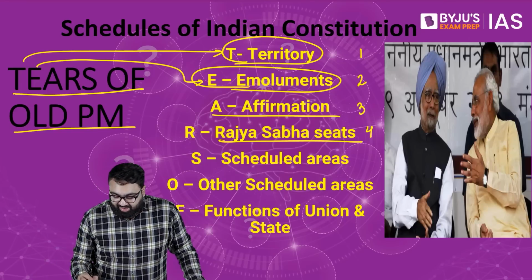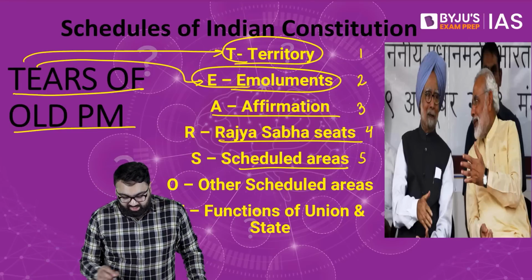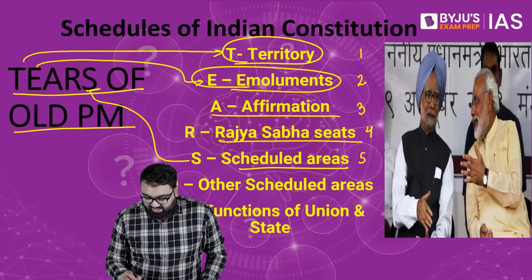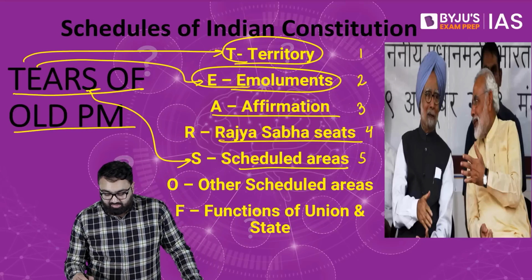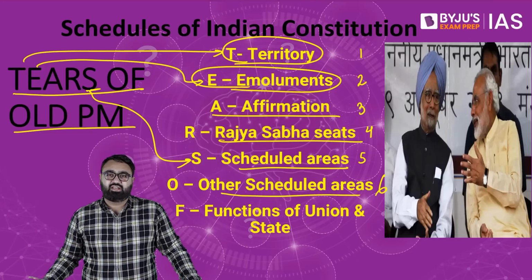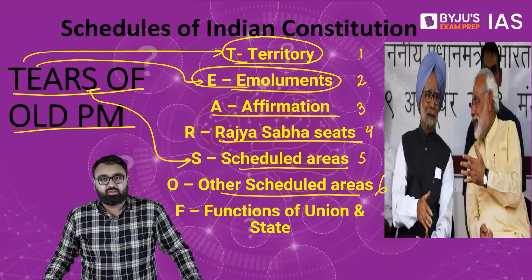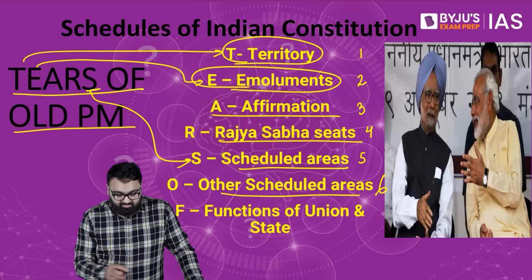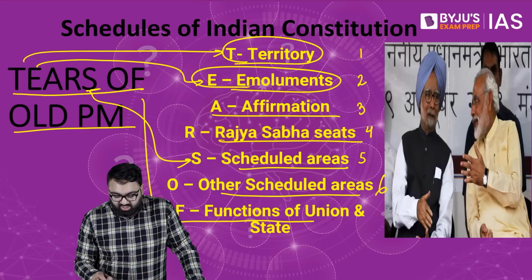Moving on, Schedule number 5 is S for schedule areas. So this S signifies the Schedule number 5. Then comes Schedule number 6, which has other schedule areas in the northeastern states, that is Assam, Meghalaya, Tripura and Mizoram. Then we have F for functions of the union and the state.